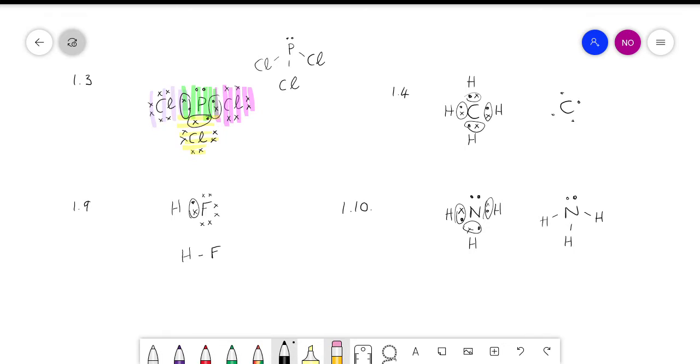Met 'n kroontjie op. Okay, but you get the idea. So enkelbindings. Sien julle, ek maak net een streepie tussen die atome, enkelbindings.